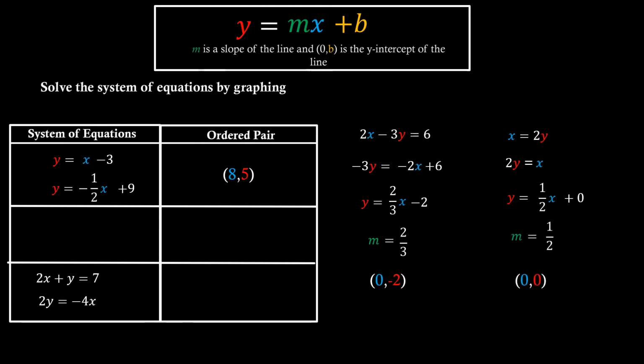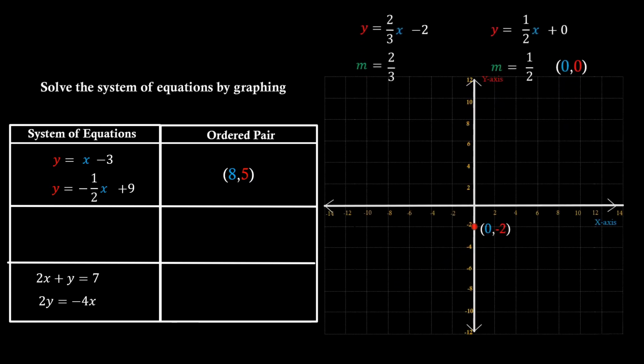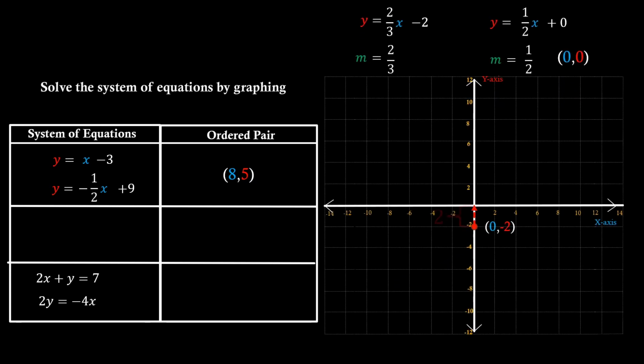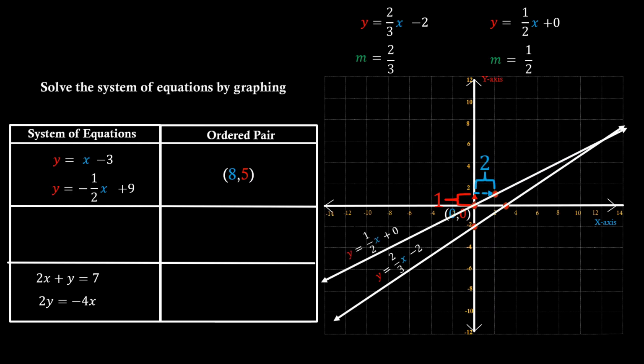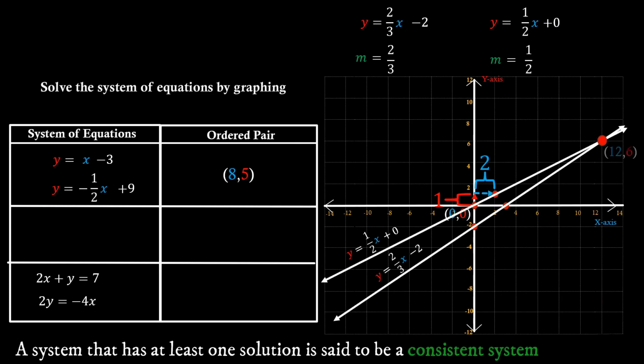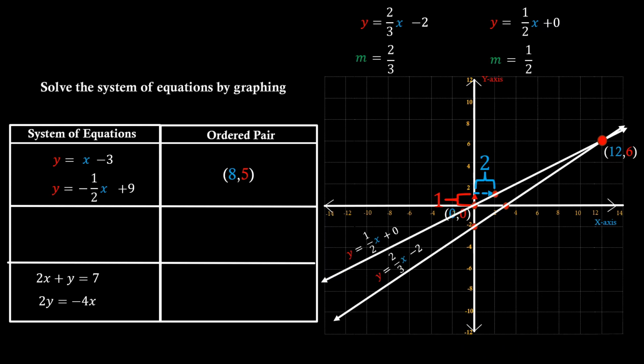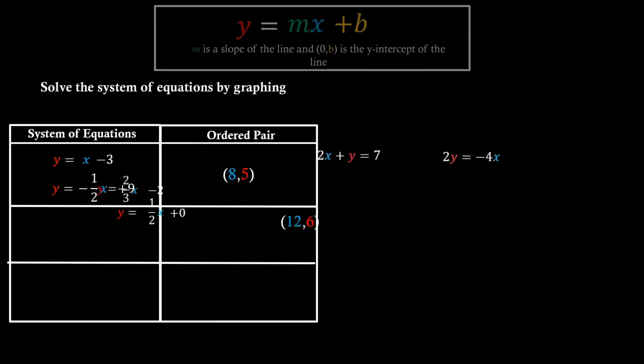If we plot the y-intercept for the first equation and then move up by 2 and across by 3, we can place a point at that location and draw a line that crosses both points. If we plot the y-intercept for the second equation and then move up by 1 and across by 2, we can place a point there and draw a line that crosses both points. With the lines drawn, we can see that the point of intersection happens at (12, 6), which is the ordered pair we're looking for. Finally, we have the third system of equations.